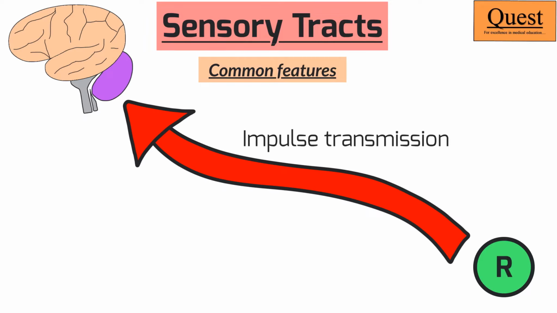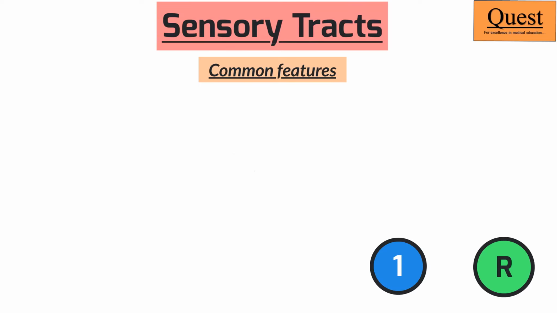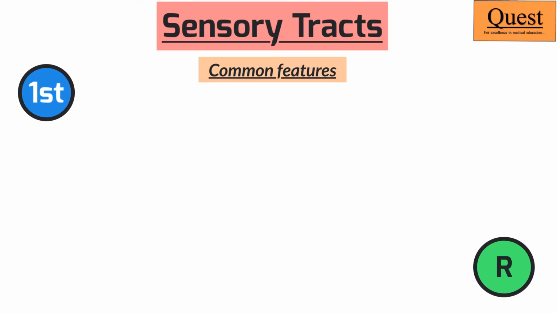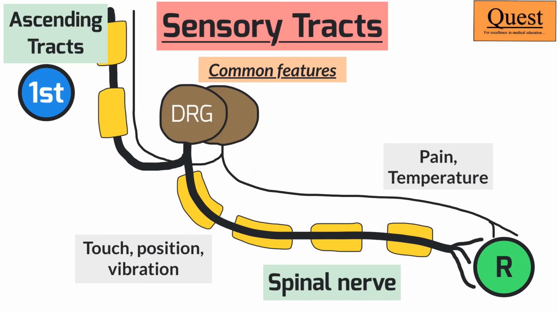Now, there are some common features between both of these systems. Firstly, in either of the sensory tracts, there are going to be three neurons involved in transmitting the impulse from the level of the receptor up to the brain. We will call them the first, the second, and the third order neurons. The first order neuron of both of these systems will have its cell body sitting in the dorsal root ganglion, and its peripheral process is going to be in the spinal nerve. As we have already said, the myelinated processes are going to be transmitting touch, position, vibration, and pressure, while the non-myelinated fibers are going to be transmitting pain and temperature sensations.